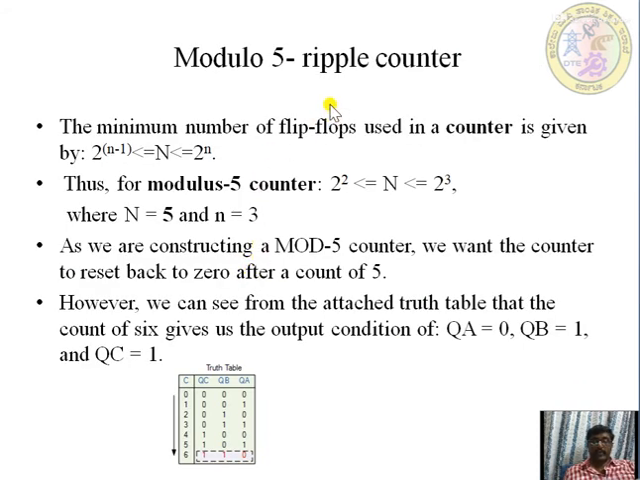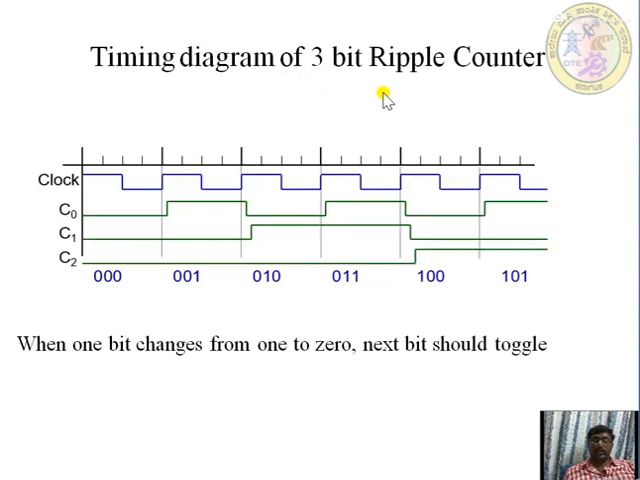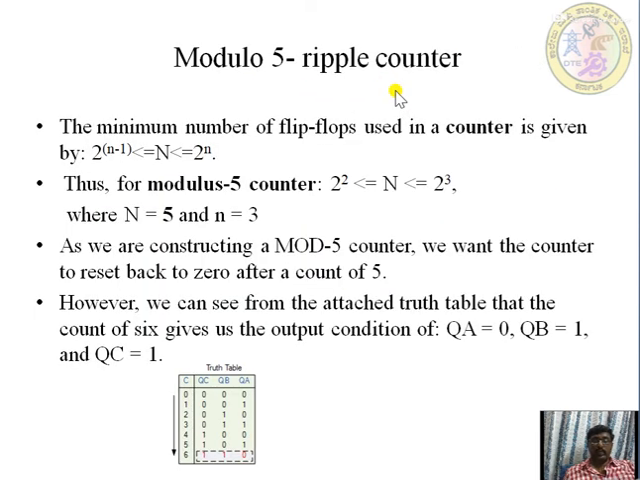Next, the mod 5 ripple counter. This one was a normal 3-bit ripple counter; now we are going for mod 5. A mod 5 ripple counter means it should count 5 states. That is, it should count from 0 to 4, and when it reaches the 5th state, it changes back to the 0 state.